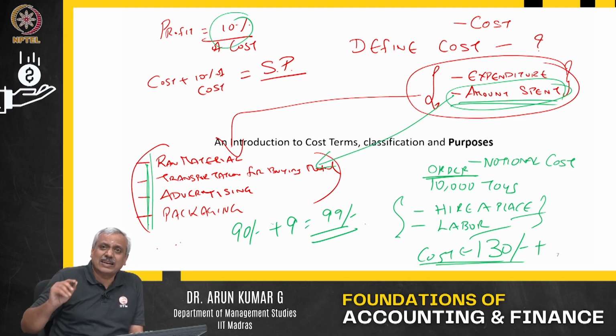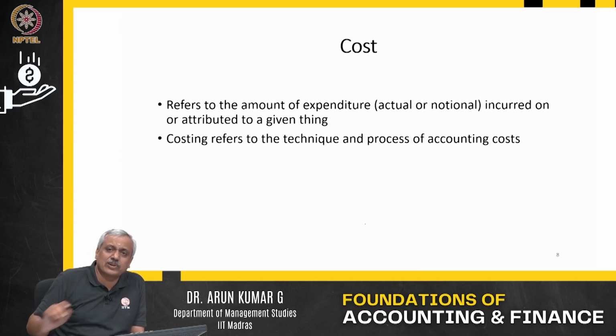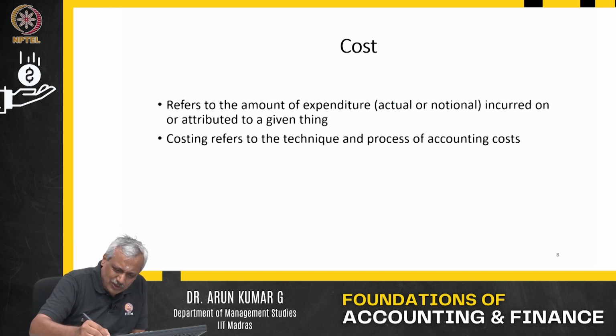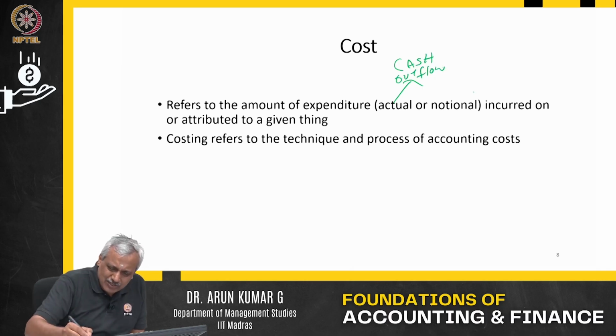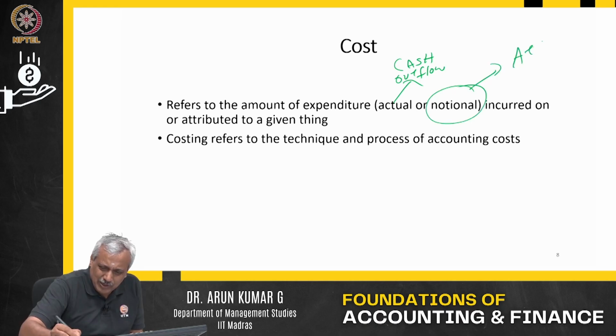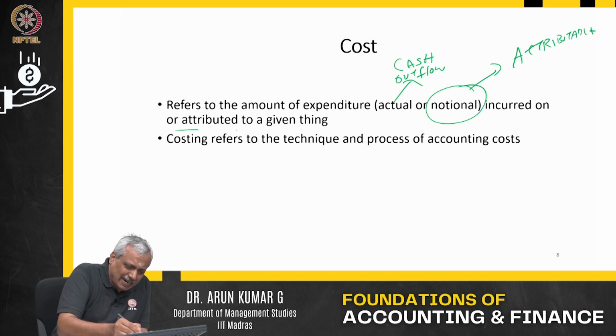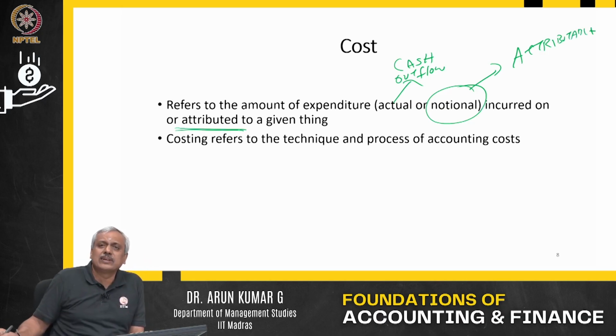Cost does not mean cash outflow. Cost means and includes, that is what I am going to put on this slide, any amount of expenditure which is actual. Actual means cash outflow. The other one is notional, which is what we call attributable, that is, which can be attributed to a given thing.